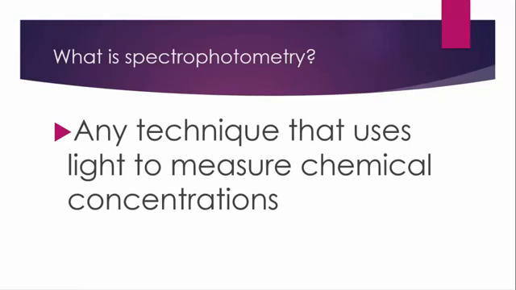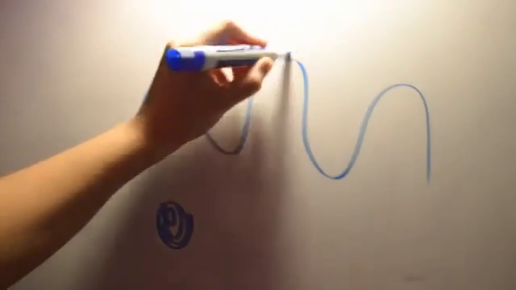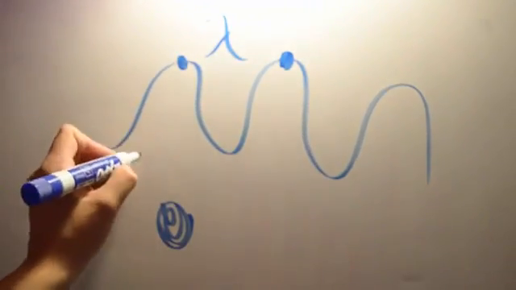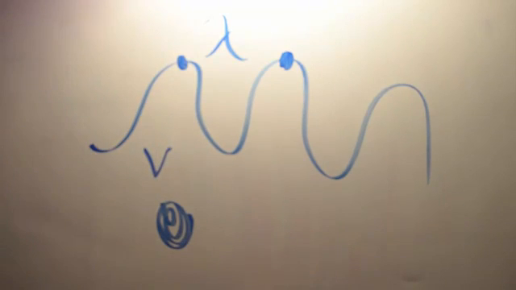So, what is light? Light comes in two forms. It has a waveform and a particle form. So, the waveform has a wavelength, which is the distance between crest and crest, or trough and trough, represented by lambda. And then it also has a frequency, represented by V, which is the number of complete oscillations that a wave makes in 1 second. So this is represented by hertz, and it is 1 over a second.